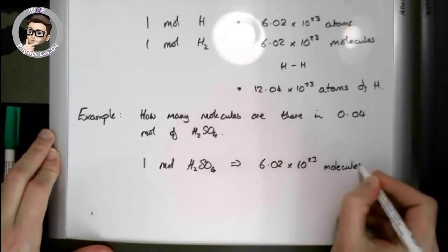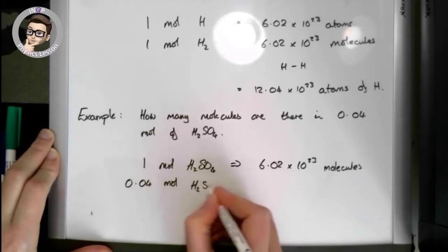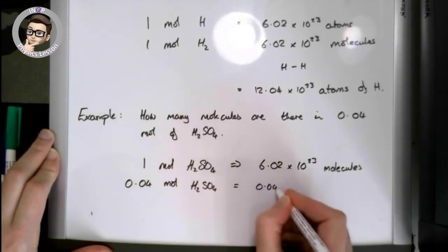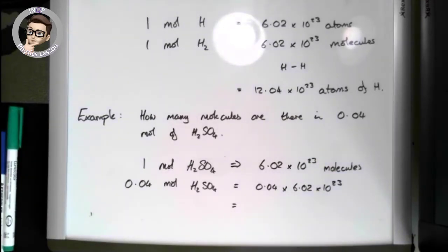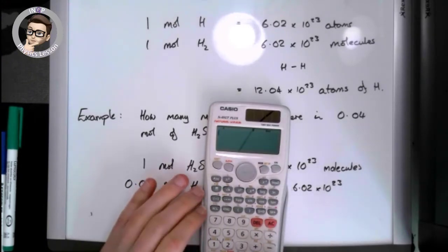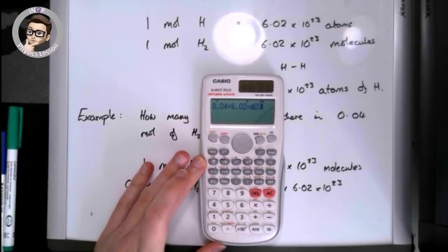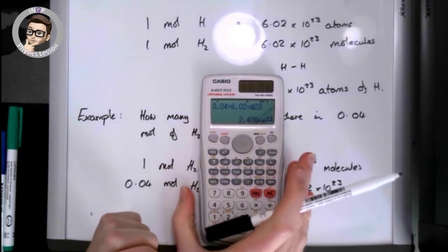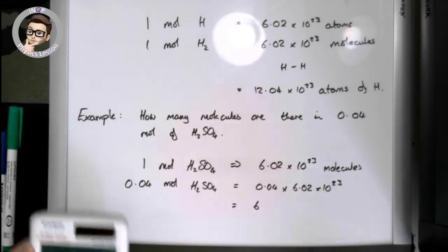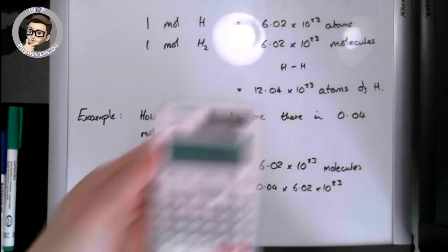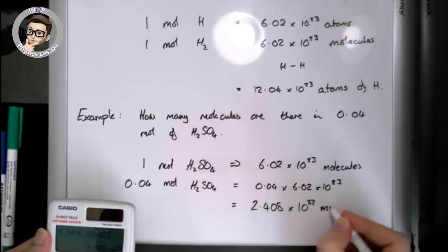But we have less than that, so we must have less molecules. Well, in fact, if I multiply that by 0.04, I'm going to get 0.04 moles of H2SO4, which is going to give me 0.04 multiplied by 6.02 times 10 to the 23 molecules, which if we do that on the calculator, and in fact, let's show you the calculator here so you can see it. We've got 0.04 multiplied by 6.02 times 10, then 23, and your answer will still be in standard form. It's already done it for you, 2.408 times 10 to the 22. I can't read my own calculator, my apologies. So 2.408 times 10 to the 22 molecules.